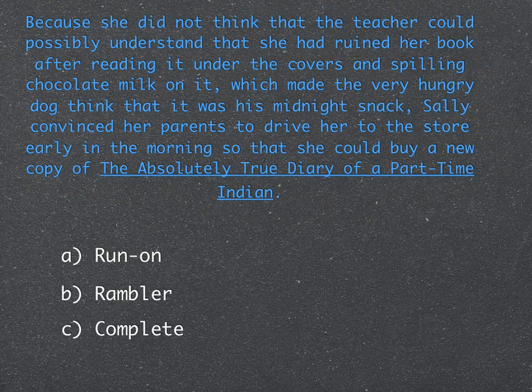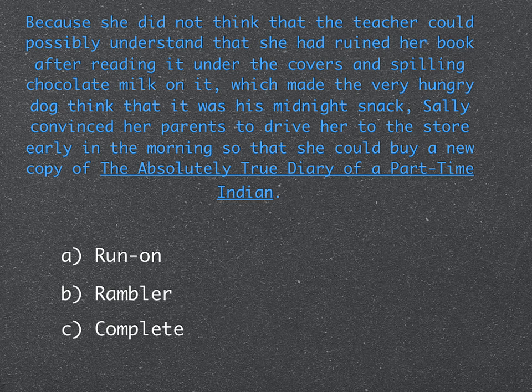Because she did not think that the teacher could possibly understand that she had ruined her book after reading it under the covers and spilling chocolate milk on it, which made the very hungry dog think that it was his midnight snack, Sally convinced her parents to drive her to the store early in the morning so that she could buy a new copy of the Absolutely True Diary of a Part-Time Indian. Is this A, a run-on, B, a rambler, or C, a complete sentence?